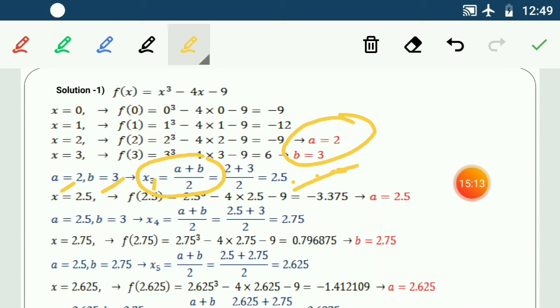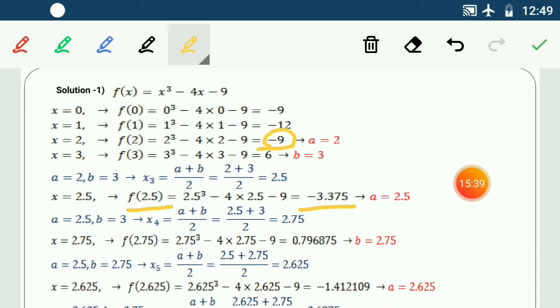Now what is to be checked next? f of x1. If x1 is 2.5, then f of x1 is f of 2.5, and as I put the value I got minus 3.375. I should get f of x equals 0, that is my root, but I got minus 3.375. What was my previous negative value? That was minus 9. So I have to replace this a with the new a. We should discard the old a. Now our new a is 2.5, and b is 3. So this is my new a and b.